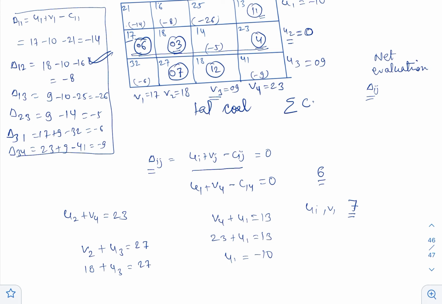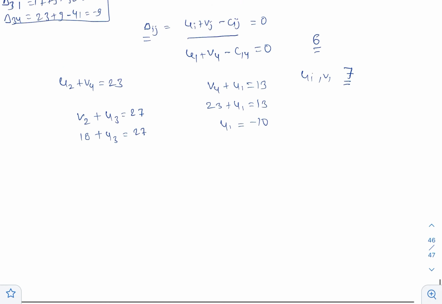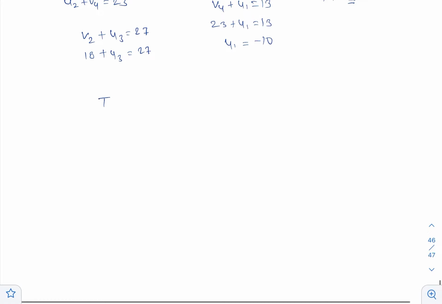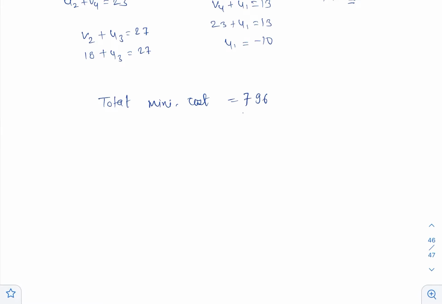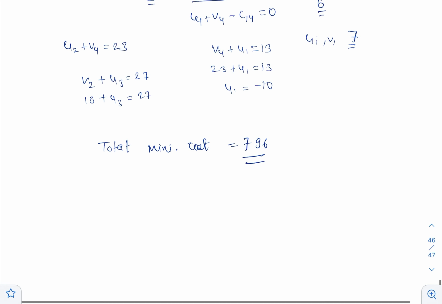All the net evaluations are negative. That means by the UV method we get the optimal solution. This is the optimal solution. So it remains the same as nothing has changed after the initial basic feasible solution. So the total minimum cost is equal to 796, and this is the optimal solution because all the net evaluations for the non-basic cells are negative.